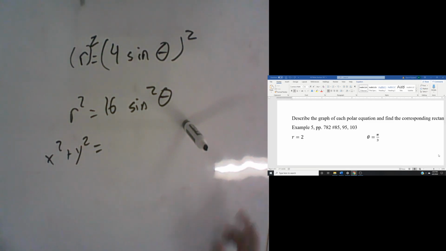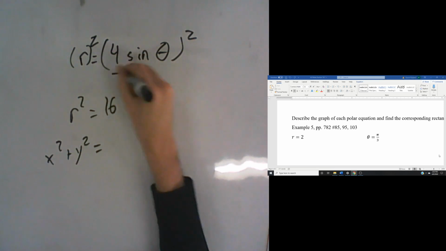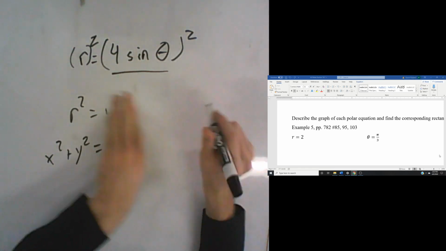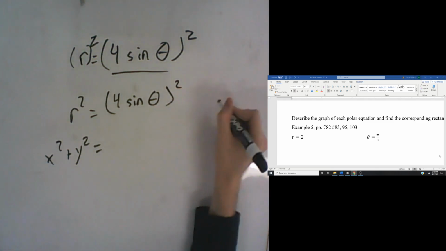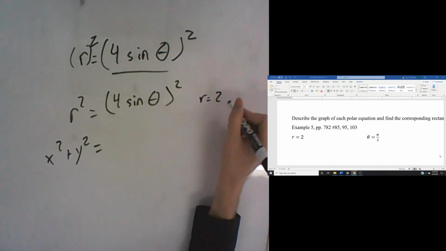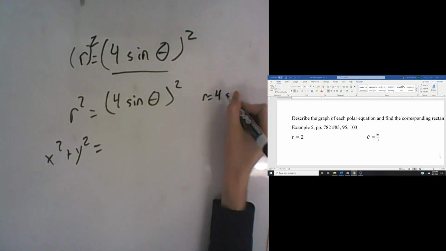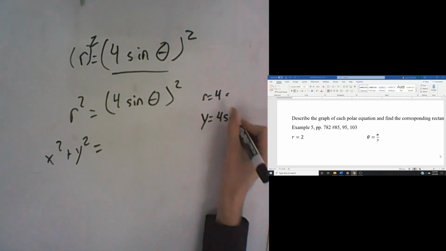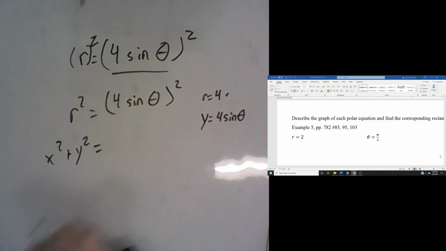Okay. So you see this 16. Actually, yeah, this 16, we can just leave in here. We didn't need to square this side. This 4 sine theta is the same thing as saying r equals 2. So we would have r equals 4, and then so we have y equals 4 sine theta. Is that correct? One second. I feel like I'm missing something.